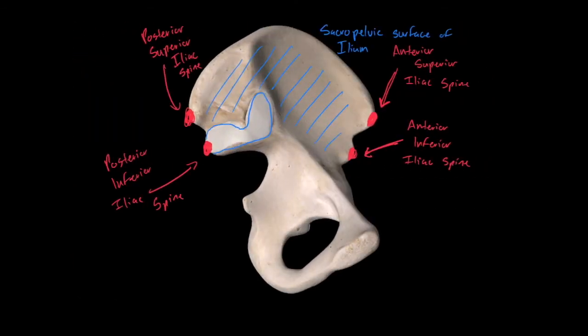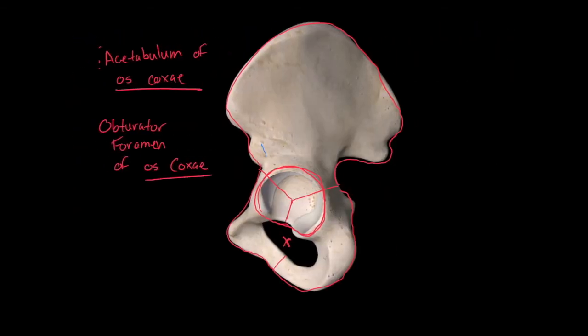The next surface found on the ilium is on the posterior aspect of the ilium, shown in this image. This surface on the posterior aspect of the ilium is called the gluteal surface of the ilium.